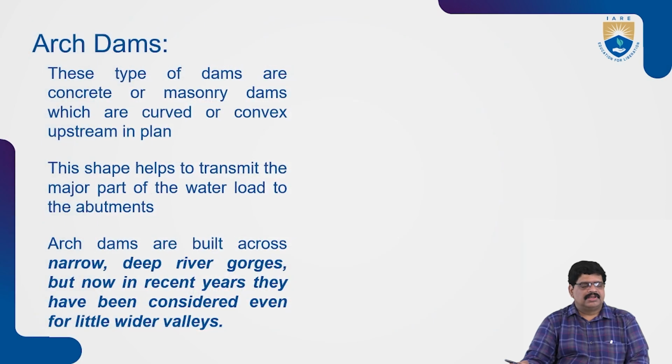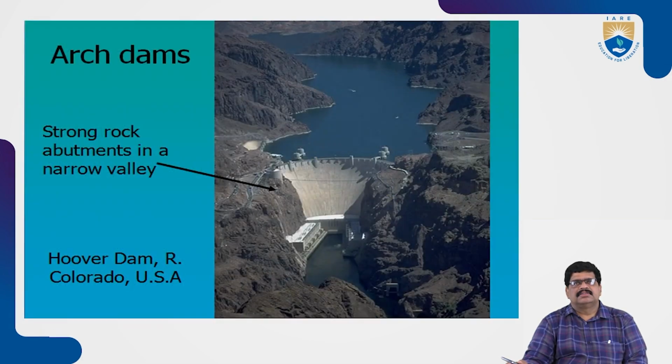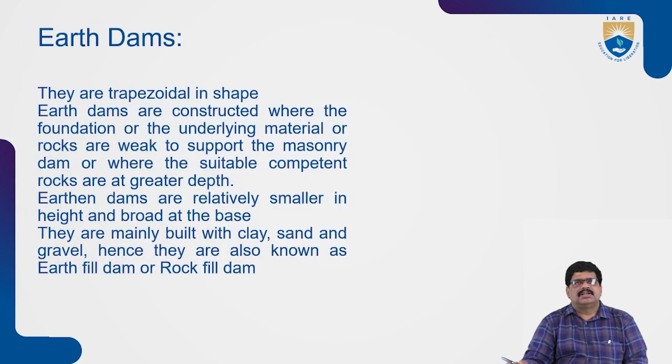Next, arch dams. This type of dam is constructed of masonry in a curved, convex shape, which is the arch type of dam. This shape transmits the major loads. Arch dams are built across deep gorges, though in recent years a few have been constructed in valleys. Arch dams have already been discussed.